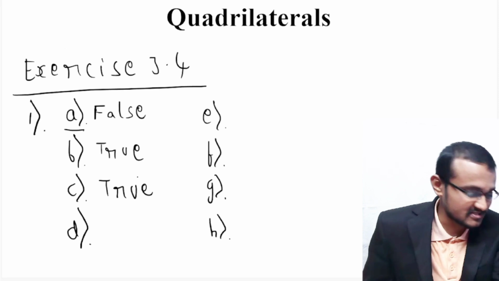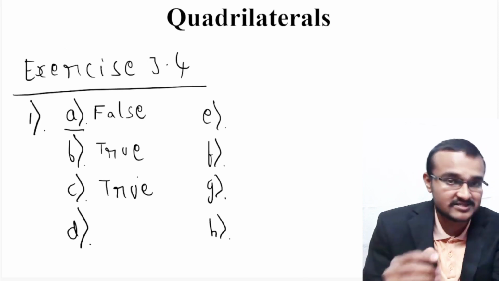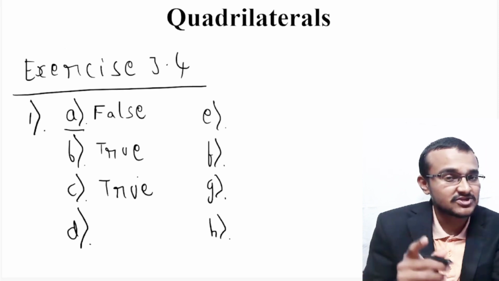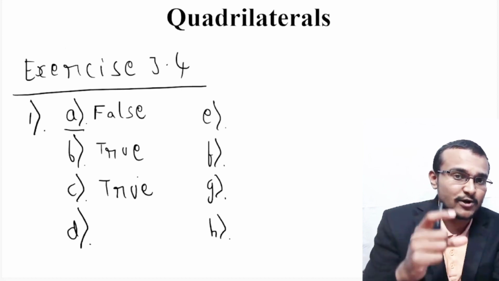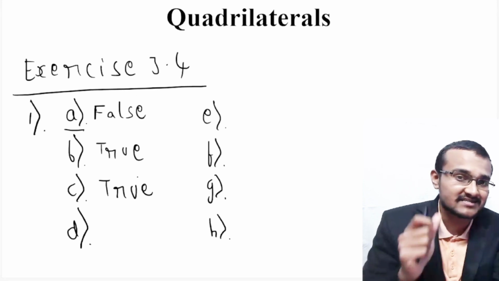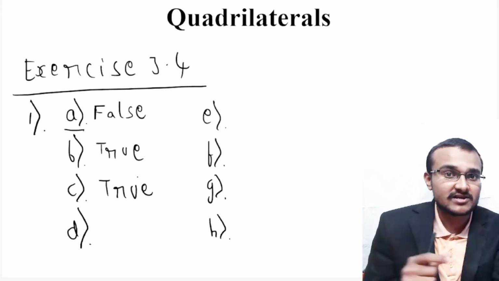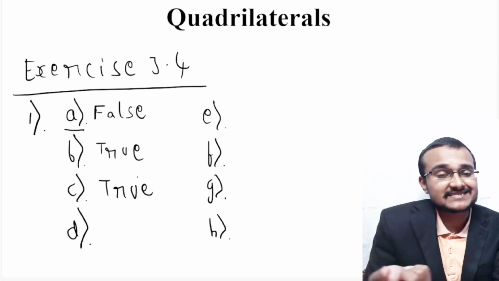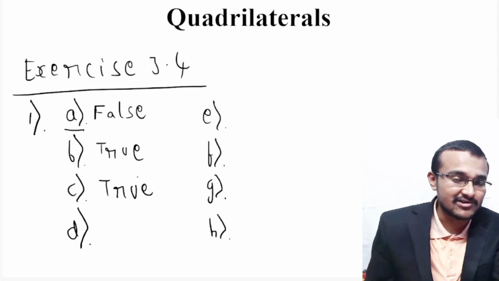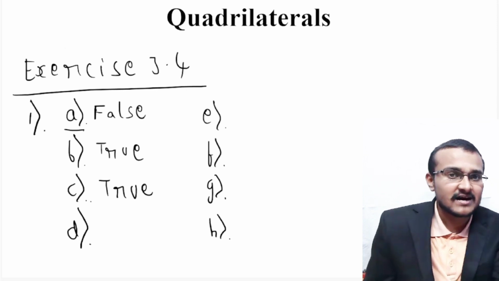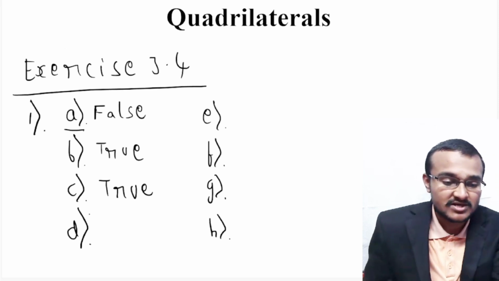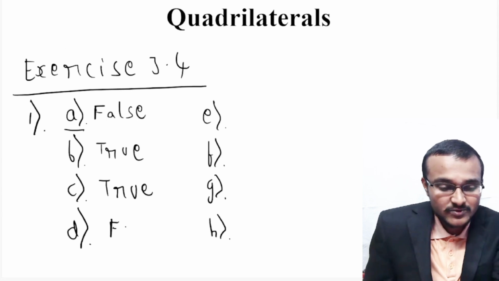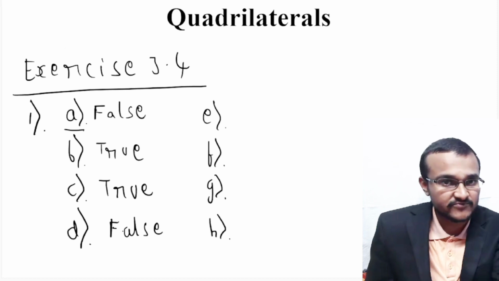Coming to the D question in this first question, they have given all squares are not parallelograms. But that is false, because all squares are parallelograms. Because in squares you can see opposite sides are parallel, opposite angles are equal. In fact, all angles are equal and all sides are equal. So that is satisfying all the properties of a parallelogram. So a square is always a parallelogram. But here they have said sometimes a square is not a parallelogram. So that's why 'all squares are not parallelograms' is a false statement. So the answer for this D question is false.